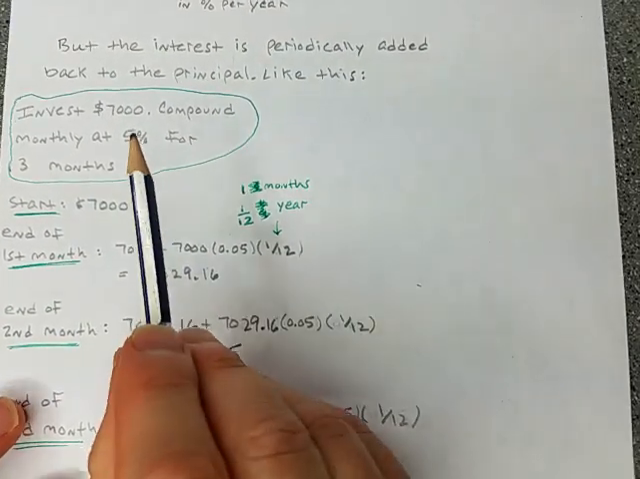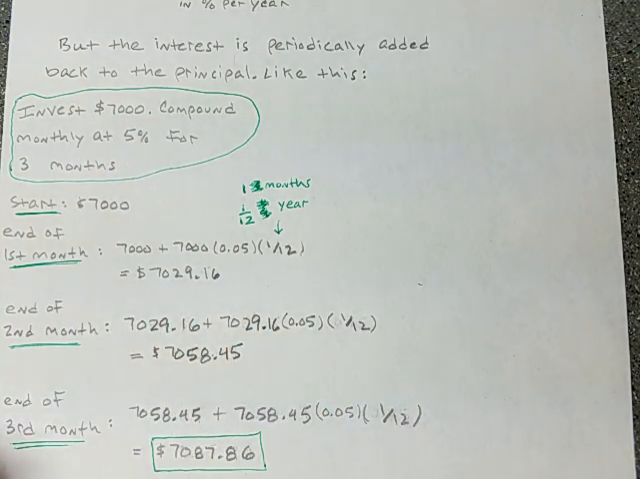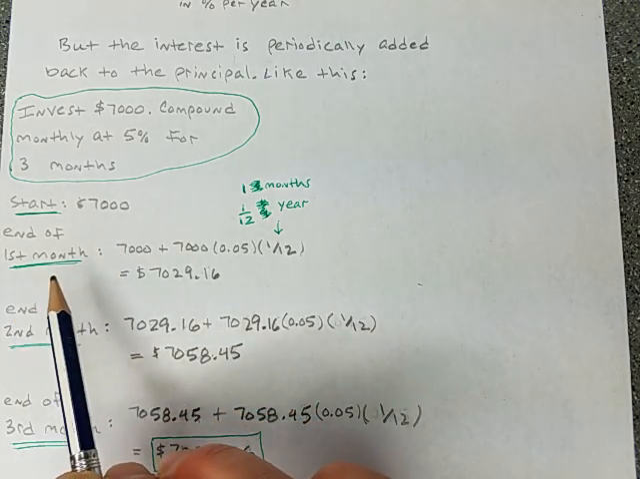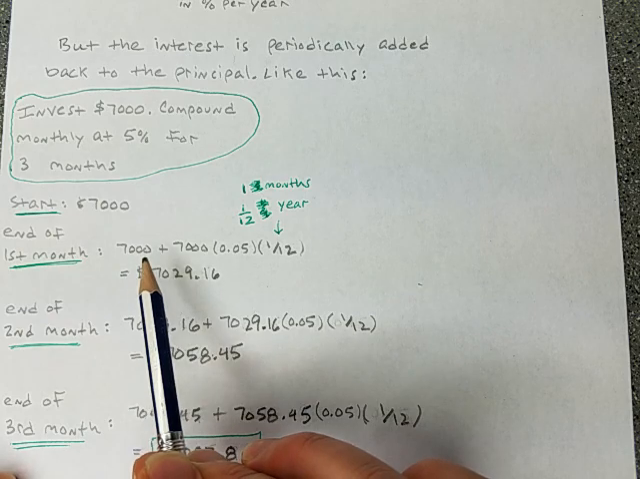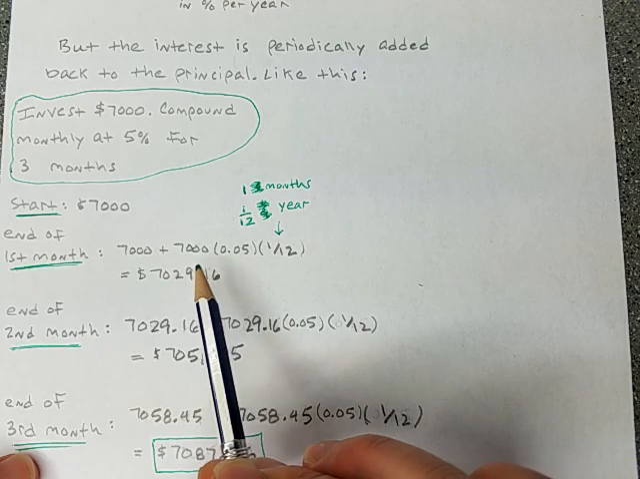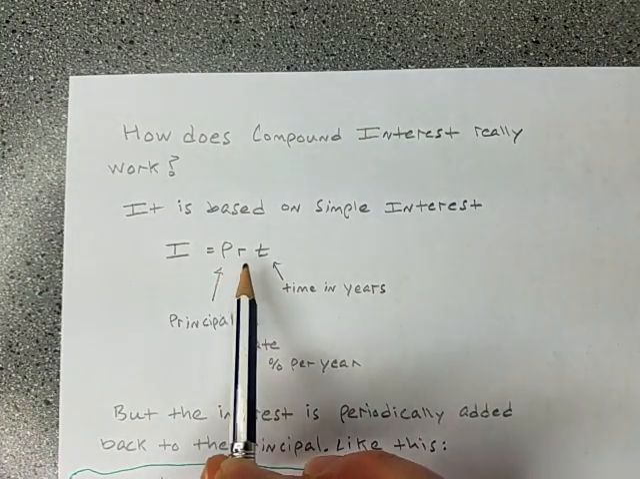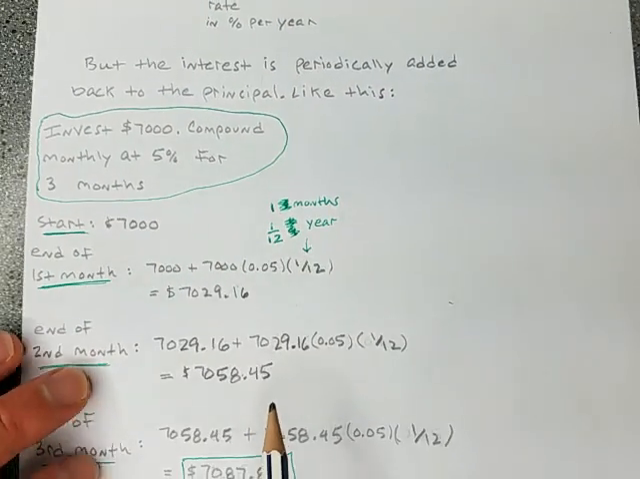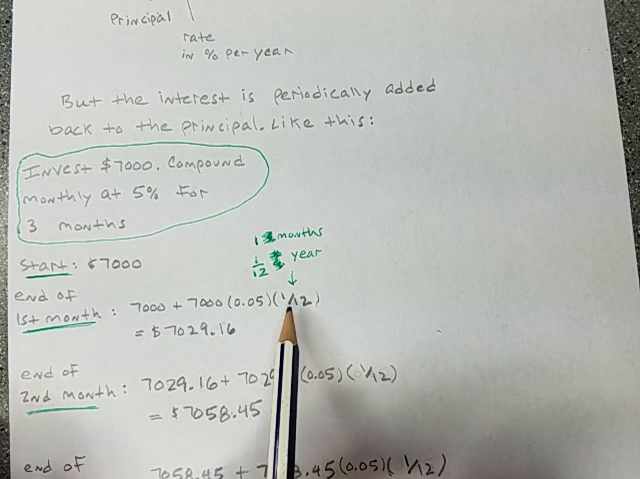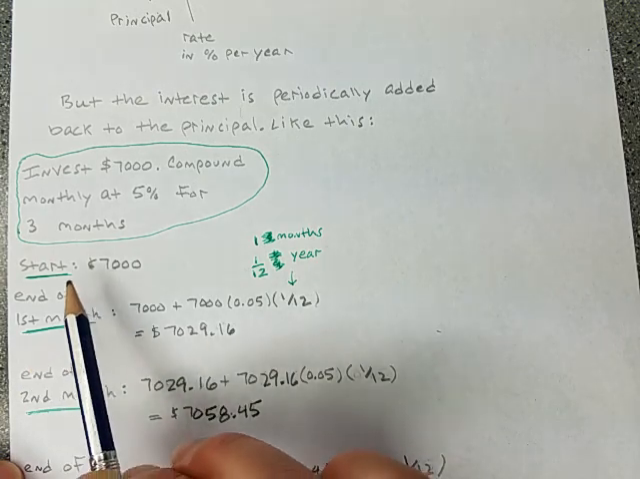So suppose we invest $7,000, compounded monthly at 5% for 3 months. Here's what that would look like. We start with $7,000. At the end of the first month, we're going to accumulate a month's worth of interest. But what is a month's worth of interest? Well, interest in its most basic form is principal times rate times time. So I've got 7,000 times 5% per year times the time. The time's a month. 1 month went by.